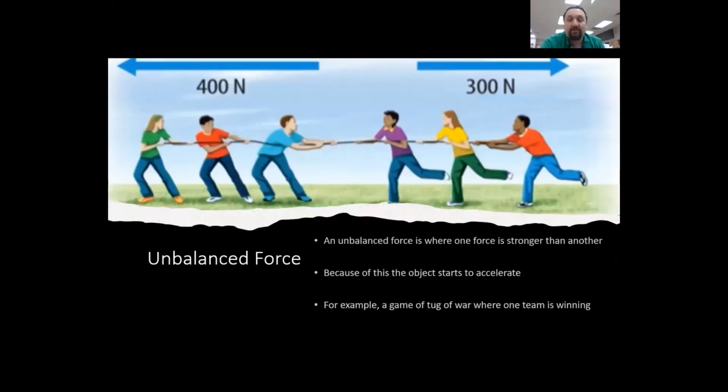Now, an unbalanced force is when one force is stronger than the other. If you're playing tug of war and one side has more force than the other, they're going to drag the other group to that side. If you are sitting in a chair and your force of gravity is stronger than the normal force the chair can produce, it will break the chair and you will go through it and the chair will fall apart. When you have an unbalanced force, speeds will change. Typically, things will speed up.